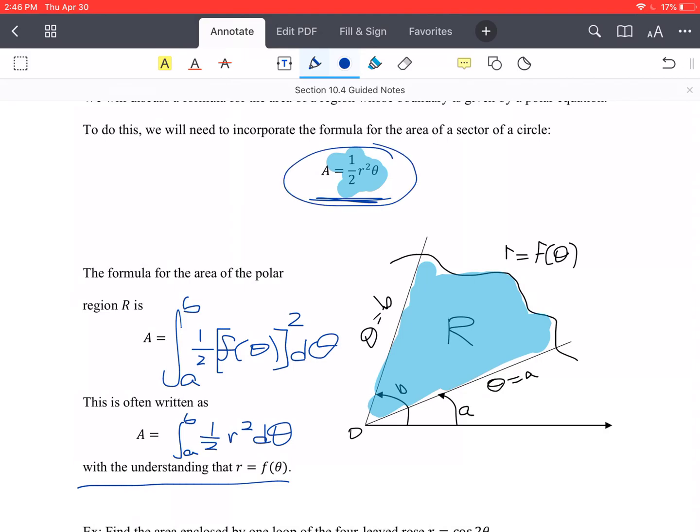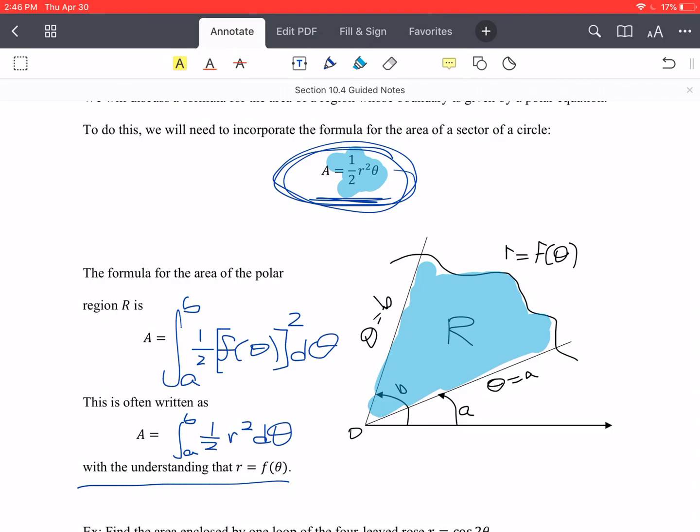Notice again the similarity to this formula. That's kind of where this idea comes from, and if you want to look in the book, it shows you the full derivation of it, but we're not going to take the time to go through that here. That's the background on this formula, but this allows us to now find the area of any polar region that we want to.